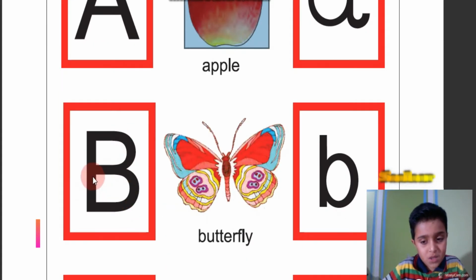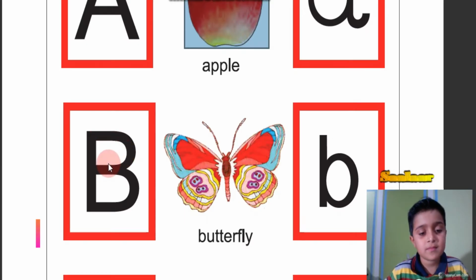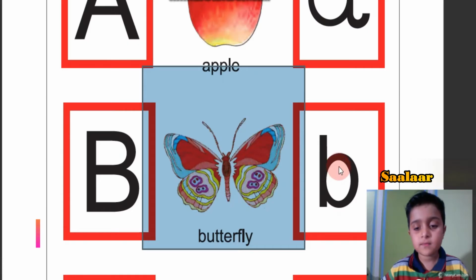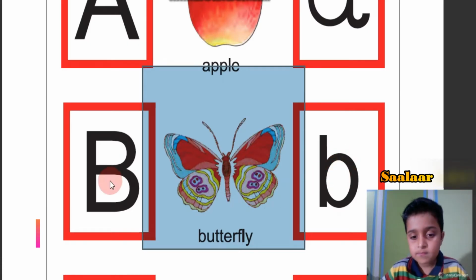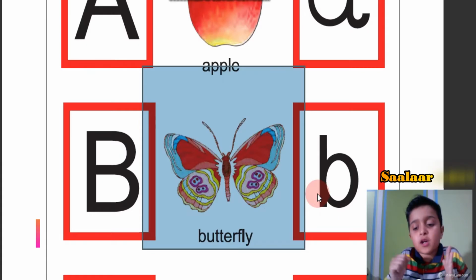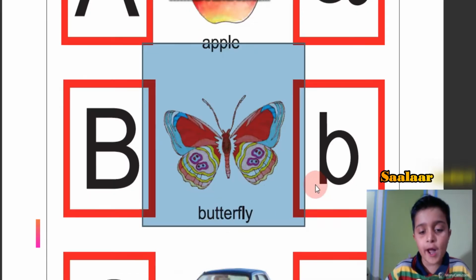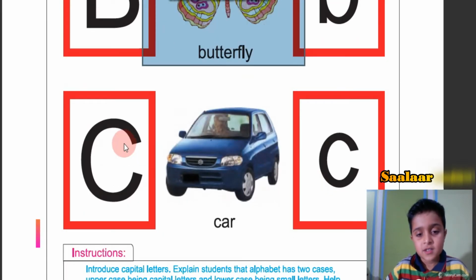Next, what is this? B. And a capital B. What is this? B. Capital B. And B for? Butterfly. And this is small B. This is capital B. B for butterfly.